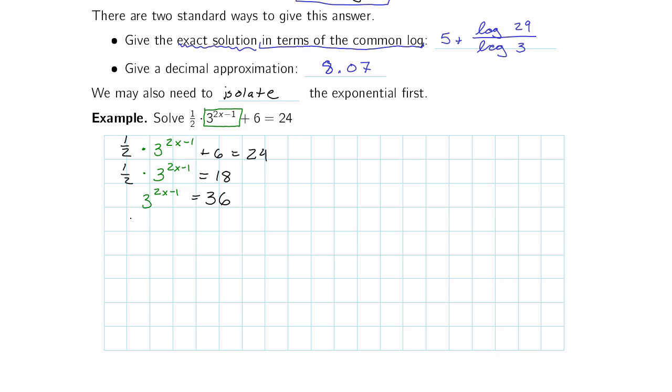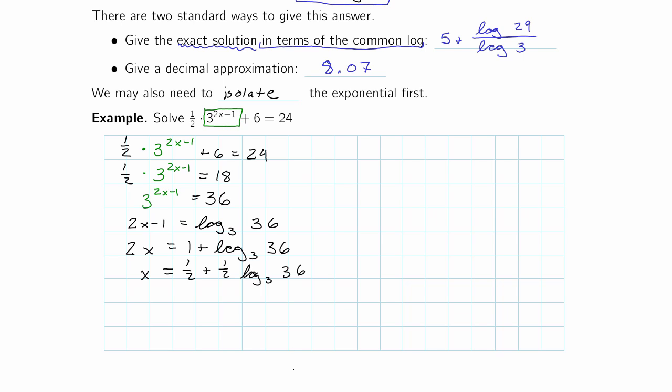So we rewrite this as 2x minus 1, our exponent, equals the log base 3 of 36. And now we finish solving for x. So we have 2x is 1 plus the log base 3 of 36. And then we divide by 2, and we get x is 1/2 plus 1/2 of the log base 3 of 36.